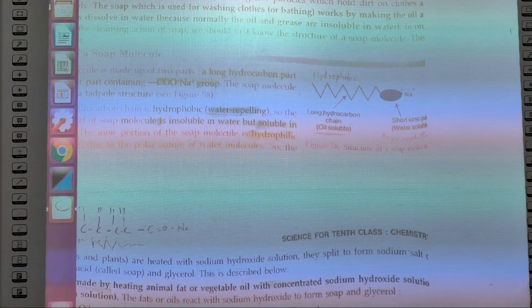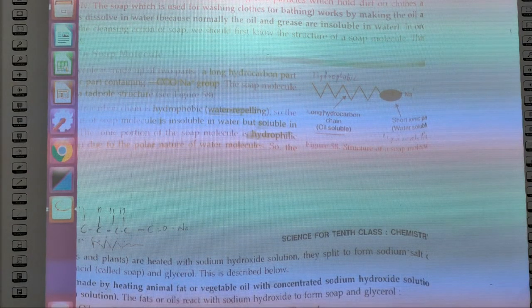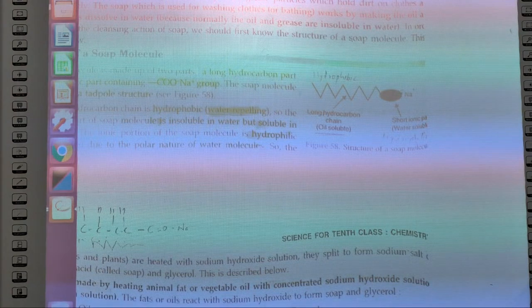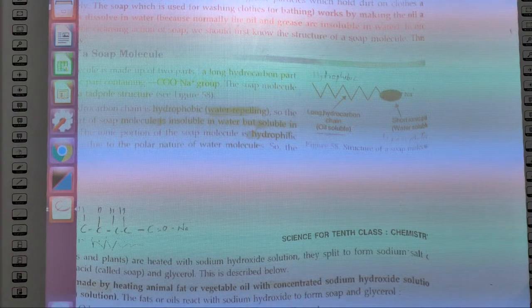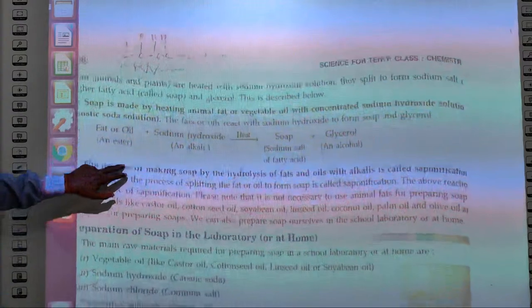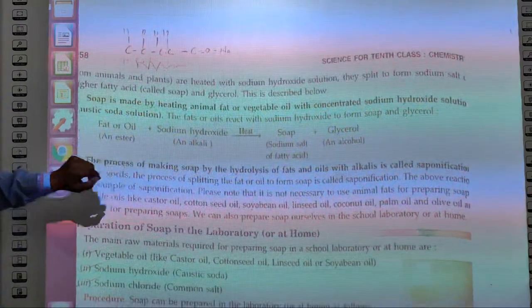This is called a micelle. Micelle formation is the spherical aggregation of soap molecules around the grease or dirt particle. This removes the grease from your clothes, and your clothes will be clean. In this way, the soap molecule acts on grease or dirt particles.